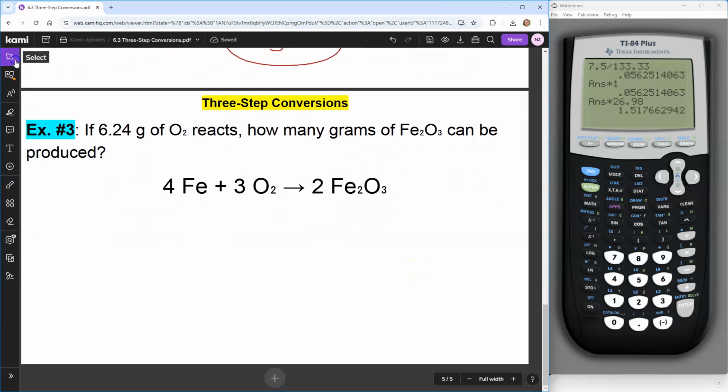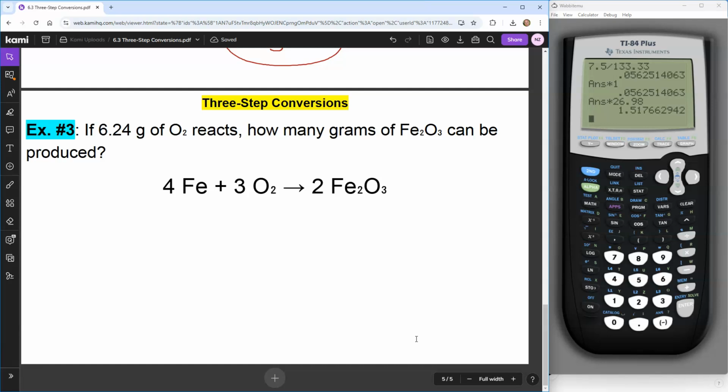All right, let's do one more. At this point, it would be a good idea for you to pause the video and try working this one out on your own. I'm going to pause for just a few seconds here. At this point, I'm hoping you have tried to work this out. If not, you're going to just watch me do it.